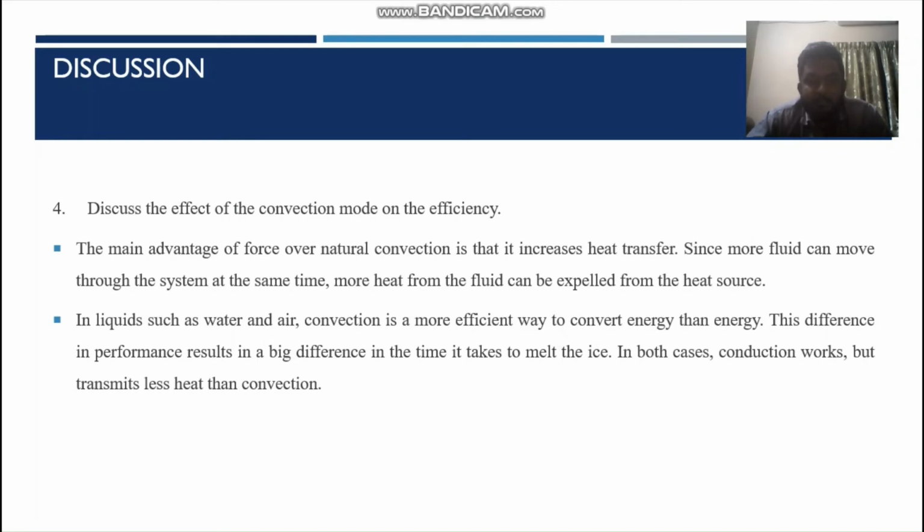This difference in performance results in a big difference in the time it takes to melt the ice. In both cases, convection works, but natural convection transmits less heat than forced convection.